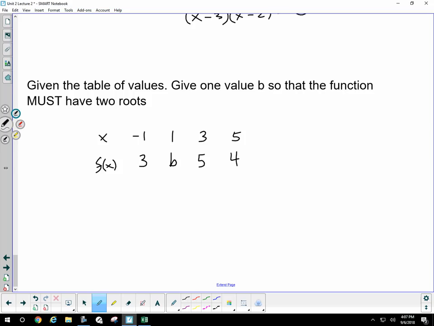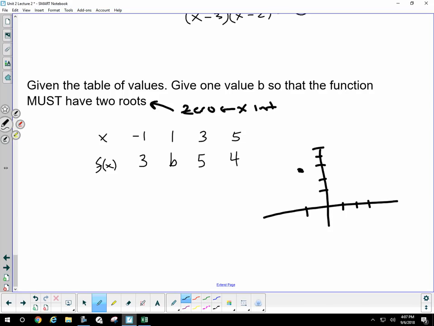This is like an intermediate value theorem problem. Let's say our function's continuous. Give one value for b so that the function must have 2 roots. What's a root? A root is a 0, an x-intercept. I got the points (-1, 3), (1, something), (3, 5), and (5, 4). Somebody give me a value.